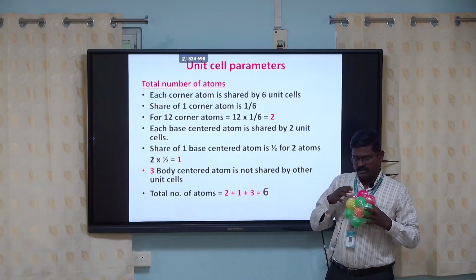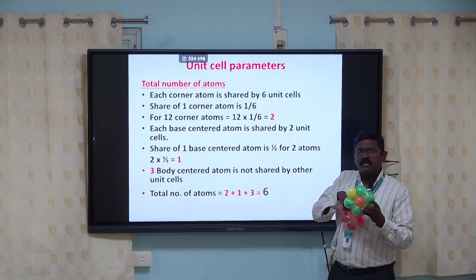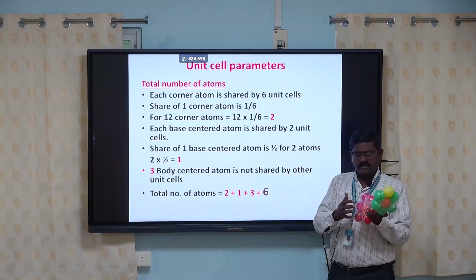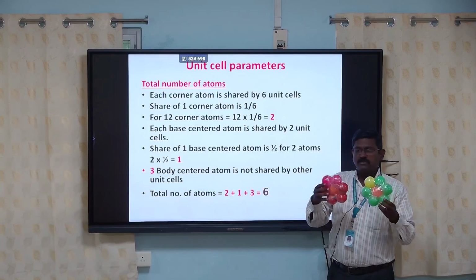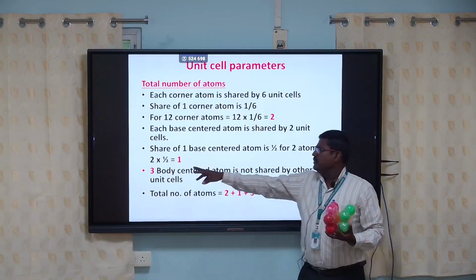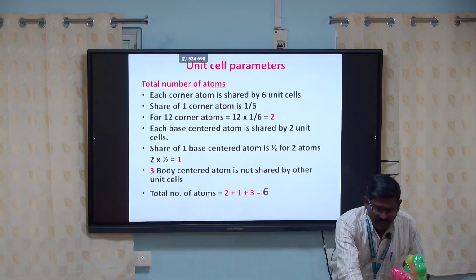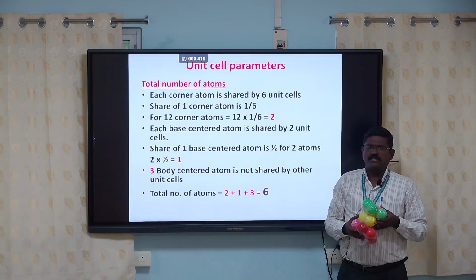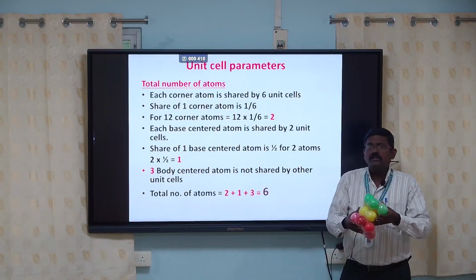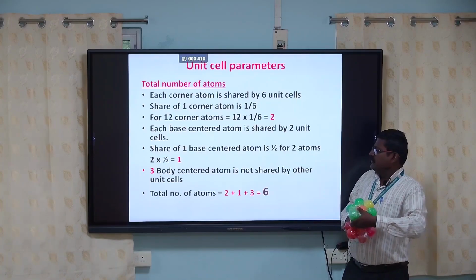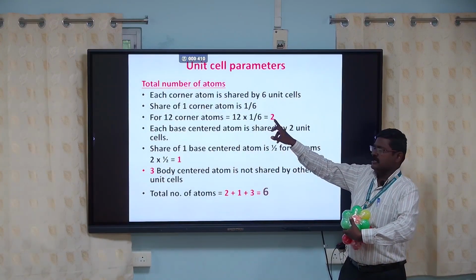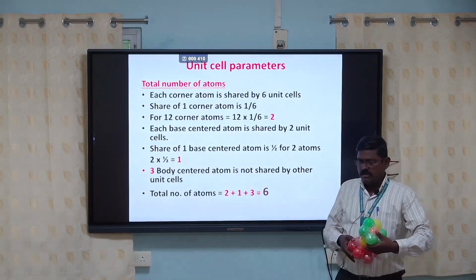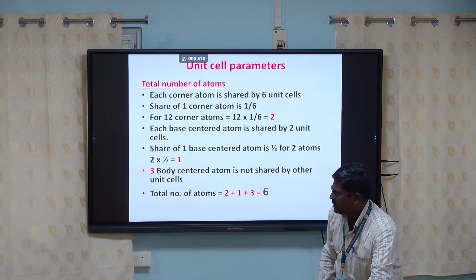And this base center atom is shared by another cell. So this base center atom, shared by another cell, means shared by 2 cells. So from these 2 base center atoms, this atom and this atom, we have 2 into half equal to 1. Besides that, we have another 3 atoms. These are all body center atoms. They are not shared by other cells. So body center atoms give their full share to this unit cell. So totally 2 from the corner atoms, 1 from the base center atoms, 3 from the body center atoms. So the total number of atoms in the HCP is 6.